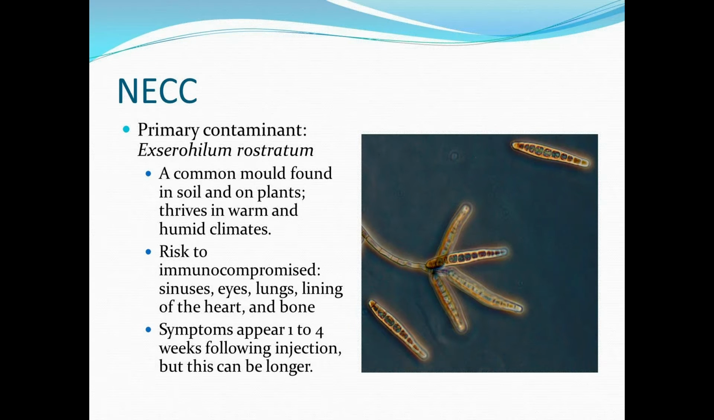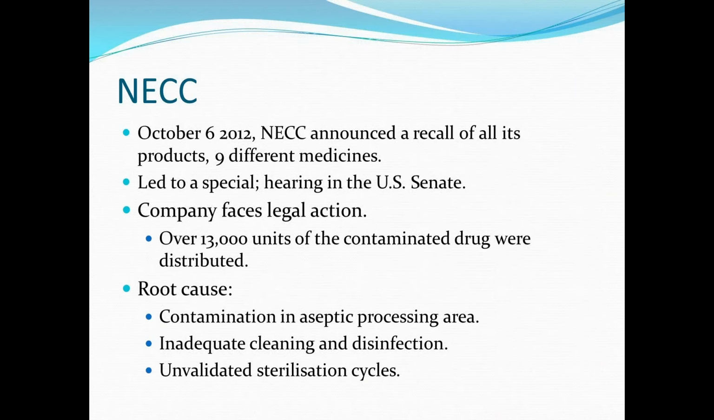The risk to the immunocompromised patient is infection of the sinuses, the eyes, the lungs, the lining of the heart, and the bone. And for someone so infected, symptoms will appear between 1 to 4 weeks following a bloodstream infection. Now, this incident occurred in 2012, and on the 6th of October, the pharmacy announced a recall of all its products, a total of 9 different medicines.